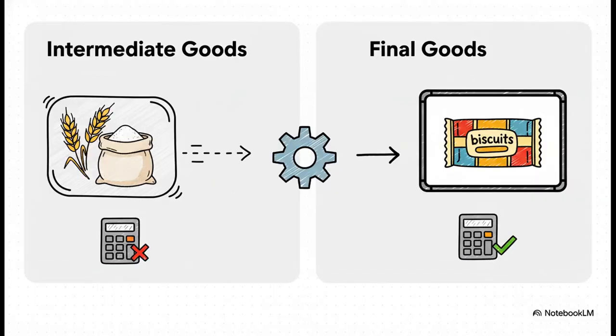Now please pay close attention. This is a very common point of confusion and is extremely important for exams. To calculate the total value, should we add the value of the wheat, plus the value of the flour, plus the value of the biscuit? No. If we do that, we are counting the value of the wheat multiple times. This is called the problem of double counting. To avoid this, we only count the value of the final good, which is the biscuit. The wheat and flour are called intermediate goods because their value is already included in the final price of the biscuit.